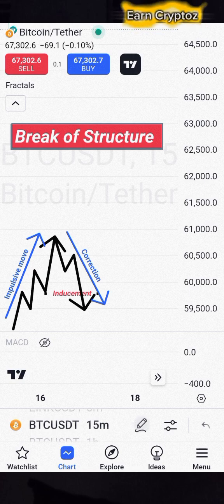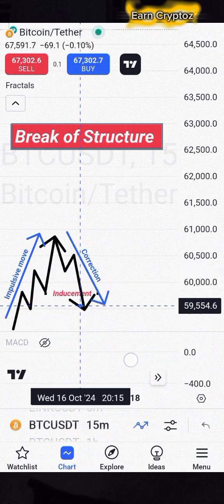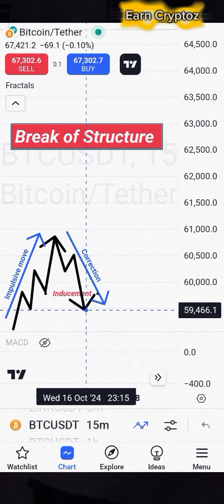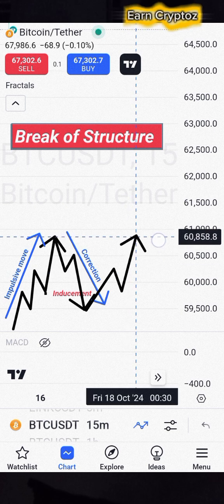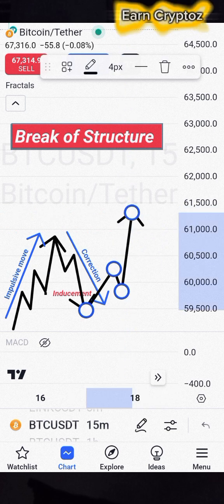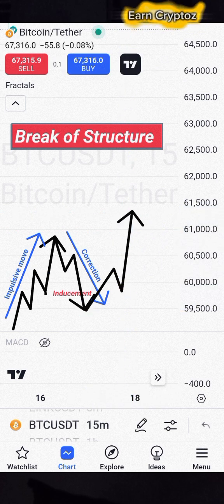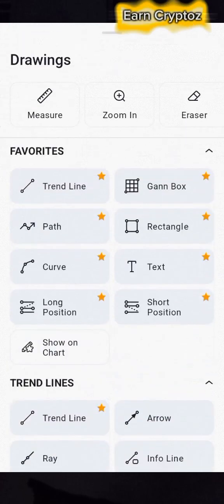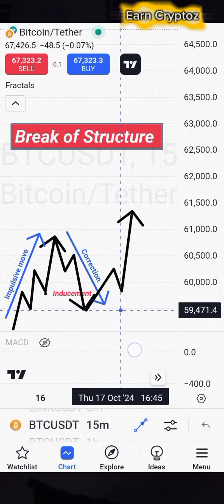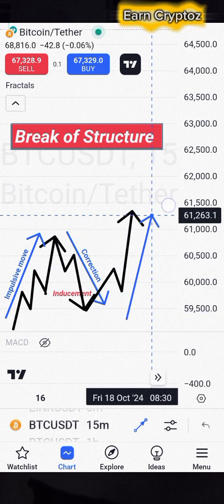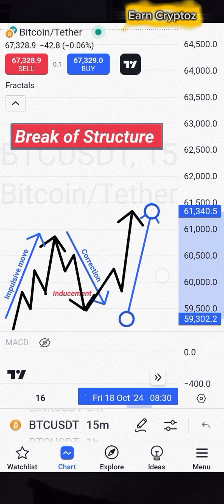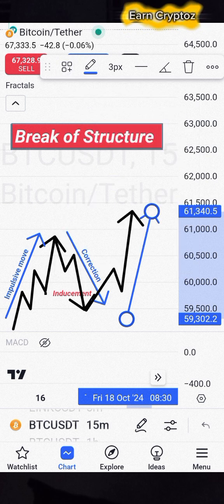After we have the impulsive move and we have the correction, we tend to have another impulsive move that takes out the high of the previous impulsive move. As you can see, we now have another impulsive move that went higher than the first impulsive move. So that is the move we call continuation move. Right there is an impulsive move and we call it continuation.